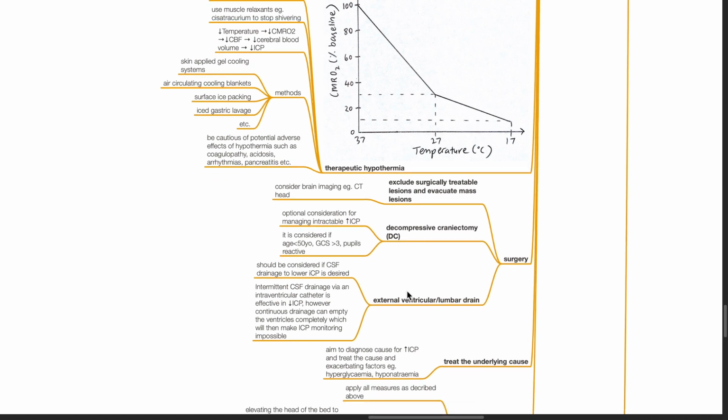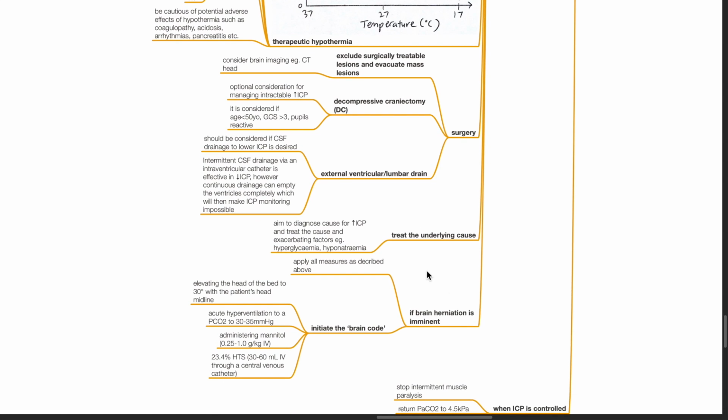External ventricular or lumbar drain should be considered if CSF drainage to lower ICP is desired. Intermittent CSF drainage via an intraventricular catheter is effective in reducing ICP. However, continuous drainage can empty the ventricles completely, which will then make ICP monitoring impossible. Treat the underlying cause for raised ICP and treat exacerbating factors such as hyperglycemia and hyponatremia.